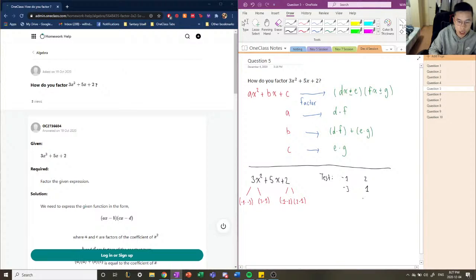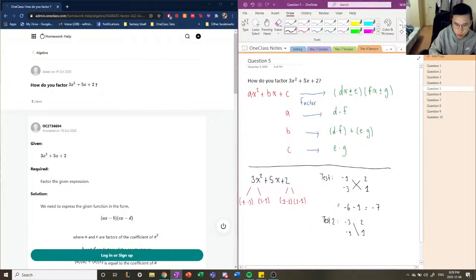Okay? So where cross multiplication comes in is we're going to cross multiply and add these together. So we're going to have -6 here plus -1, which is -7. So that's a no-go, right? We see here that that doesn't equal the middle coefficient. So another thing we can do is we can switch up the order of these pairs. So let's say test number 2. We're going to switch up -3 and -1 and 2 and 1.